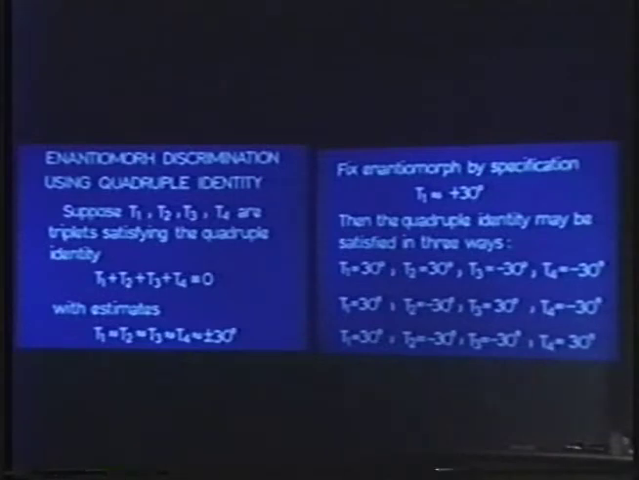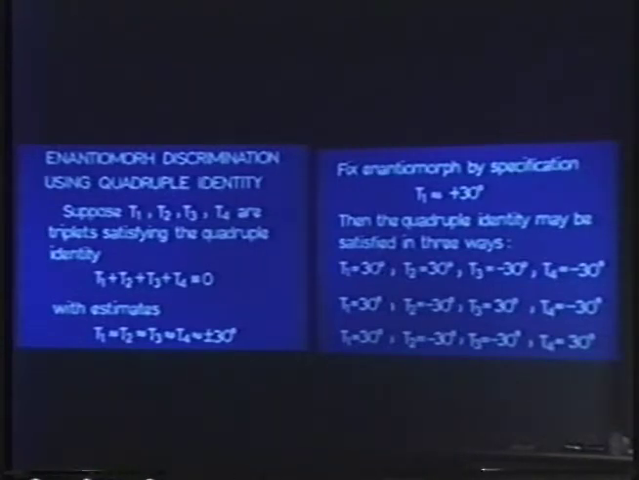And so if we want to use the quadruple identity to fix the enantiomorph, that is to say, to determine the signs of all the triplets consistent with the sign of the very first one, we see that the quadruple identity is not a very good way to do it, because there are many ways of combining different signs for the remaining 3 triplets. So the quadruple identity alone is a poor way to attempt to fix the enantiomorph.